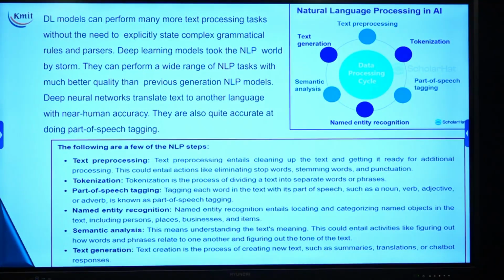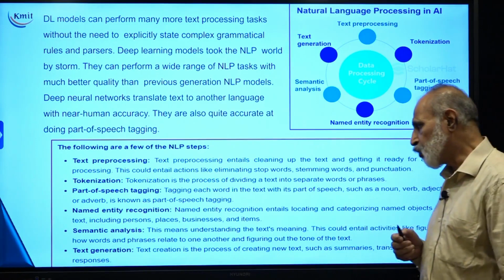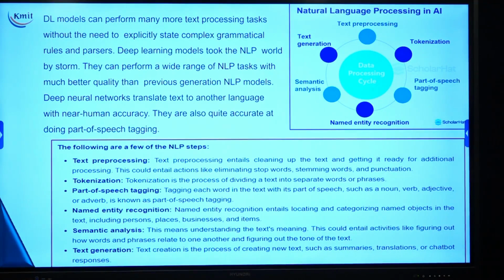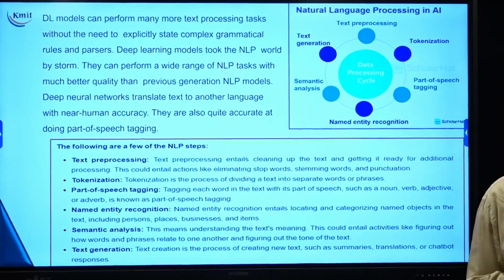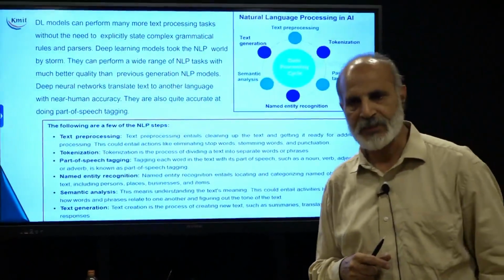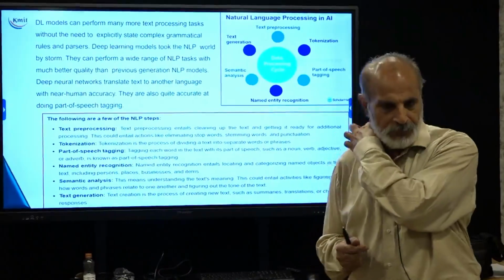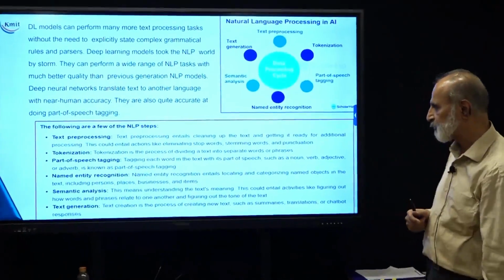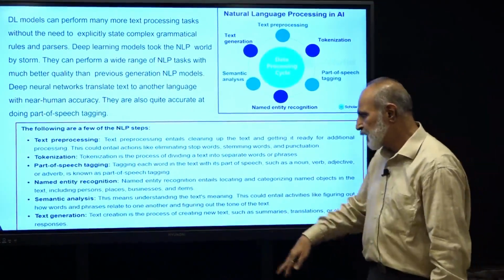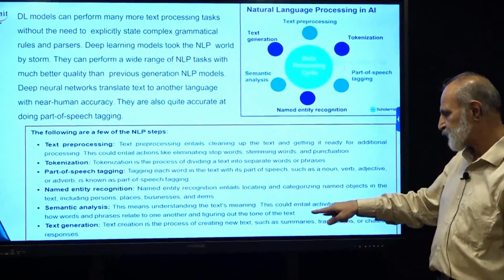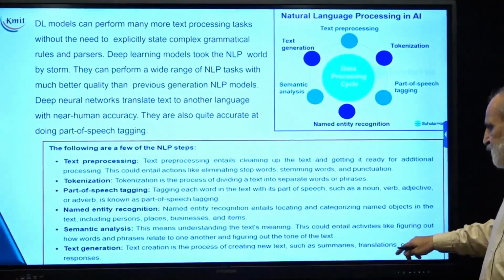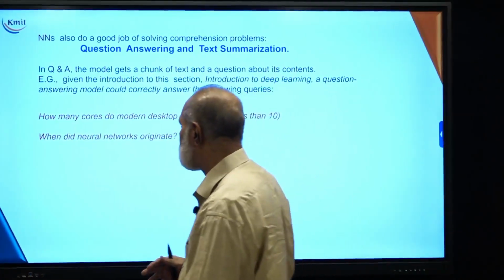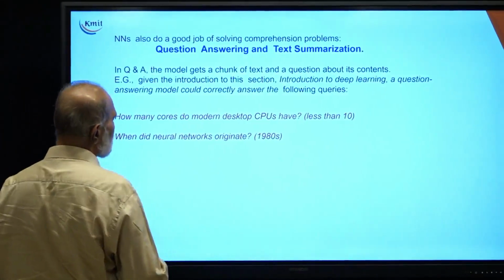So, this could entail activities like figuring out how words and phrases are related to each other, for example, the cat is jumping. So, a cat does not fly. The moment I say cat, the next word has to be jump. It cannot fly, but a bird cannot jump, a bird will fly. So, it is a part of semantic analysis. Okay. Then text generation is the process of creating new text such as a summary, translation, and chatbot. Okay. So, a neural network can do a good job solving a complex problem.